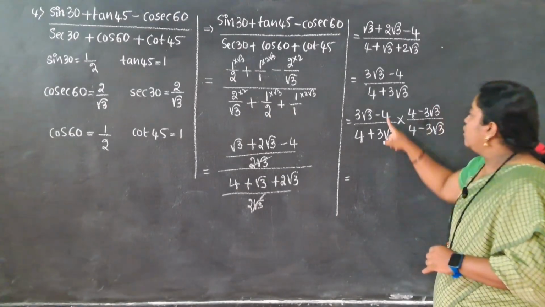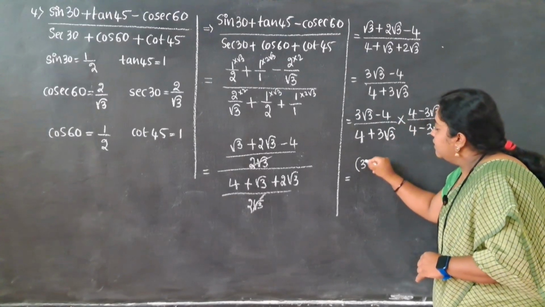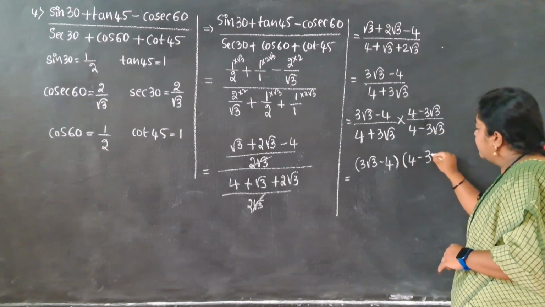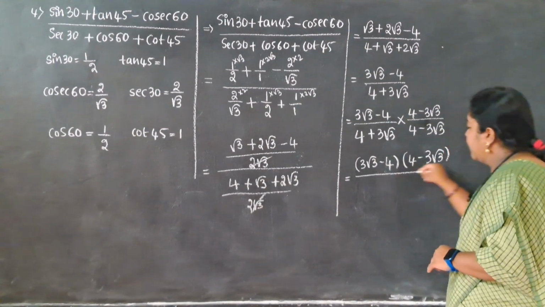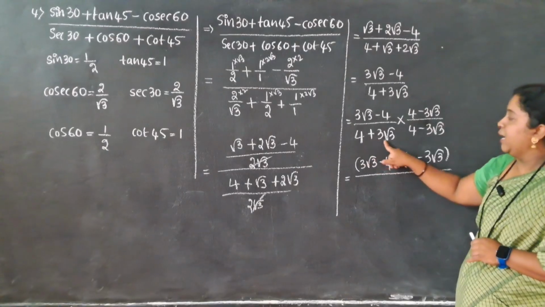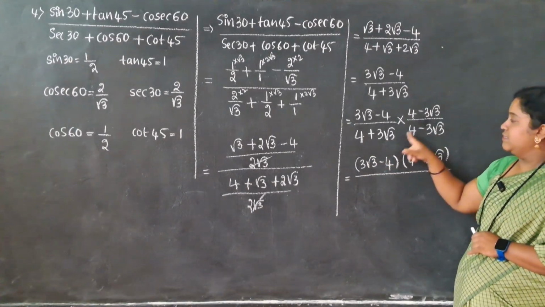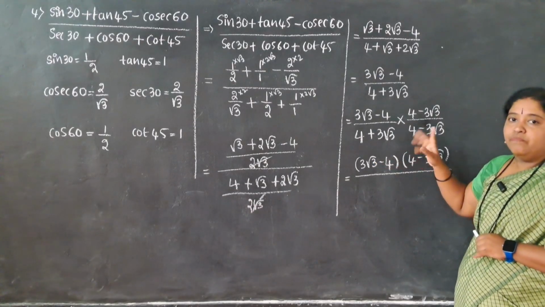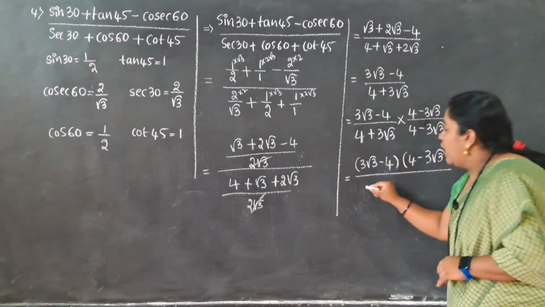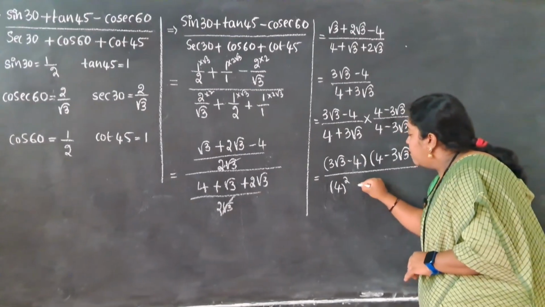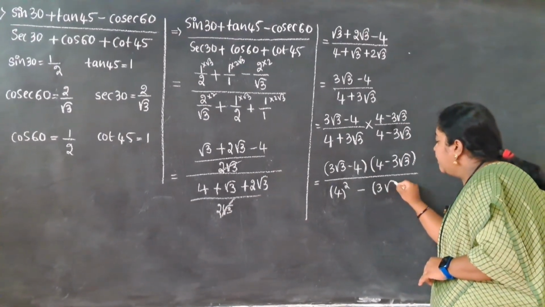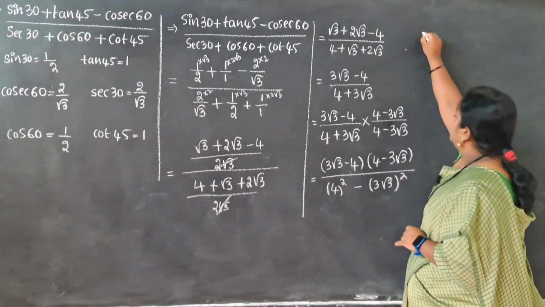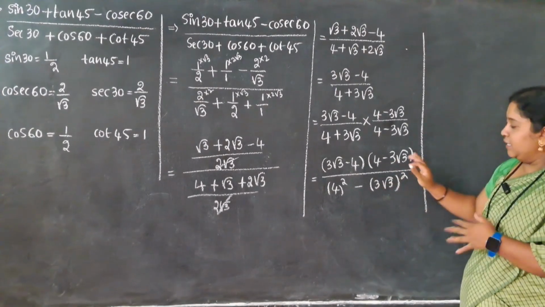Okay. Now multiply the numerator part. What I have here? 3 root 3 minus 4 into 4 minus 3 root 3 whole divided by... look at the denominator. A plus B into A minus B. It is in the form of an algebraic expression where we know that A plus B into A minus B is equal to A square minus B square. Where A I have 4 square minus B part I have 3 root 3 the whole square. This is like A square minus B square. So now we'll multiply numerator and denominator for simplification.